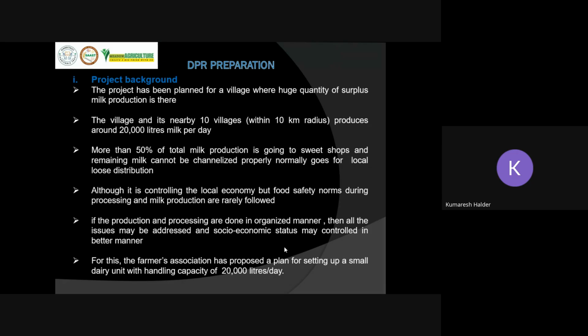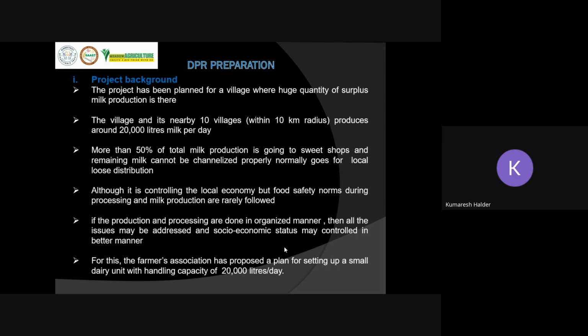like at your village or its surroundings, a lot of milk is available. Like here, I have proposed 20,000 liters of milk per day. It is a case study. So I have proposed 20,000 liters of milk per day. Because our village and its surroundings, within a 10 kilometer radius, around 20,000 liters of milk is available, and surplus milk is available. That's why we are planning to set up a dairy plant.